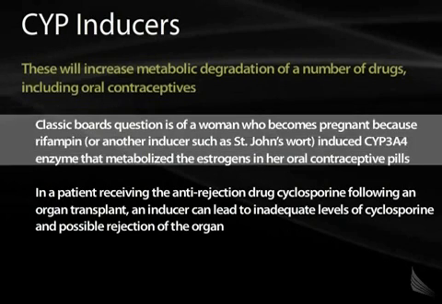One example of a classic boards question is a patient who is on oral contraceptive therapy and starts to take rifampin. This rifampin activates cytochrome 3A4, which metabolizes the estrogen in the oral contraceptive pills, and the patient does not receive the benefit of the contraceptive therapy and therefore becomes pregnant.